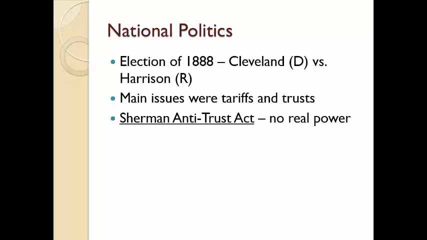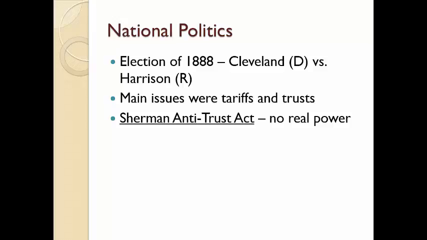Now, just looking at the title, you would think Sherman Antitrust Act. It's designed to go against trusts. It's designed to get rid of these monopolies. As it turns out, it's mainly a symbolic gesture. It has no teeth to it. It has no enforcement mechanism. It has no real power.